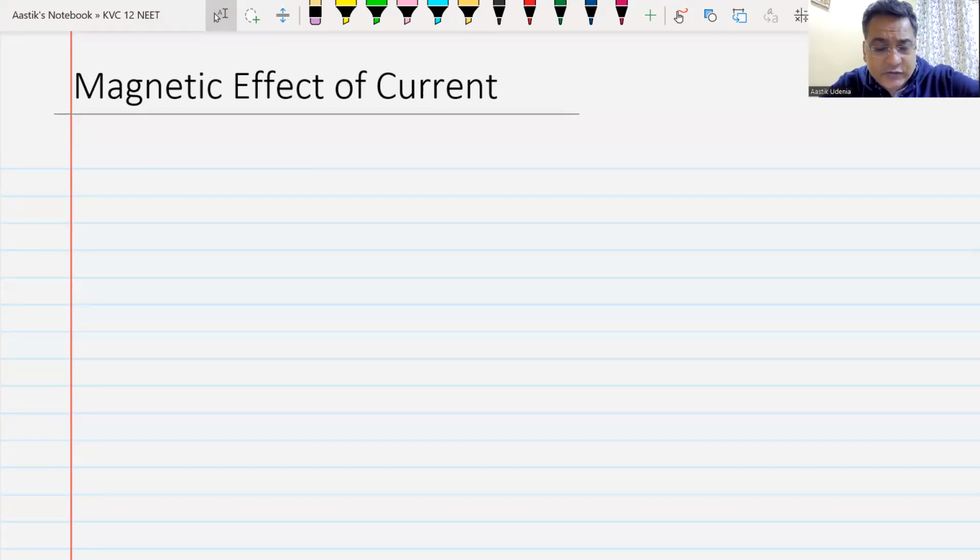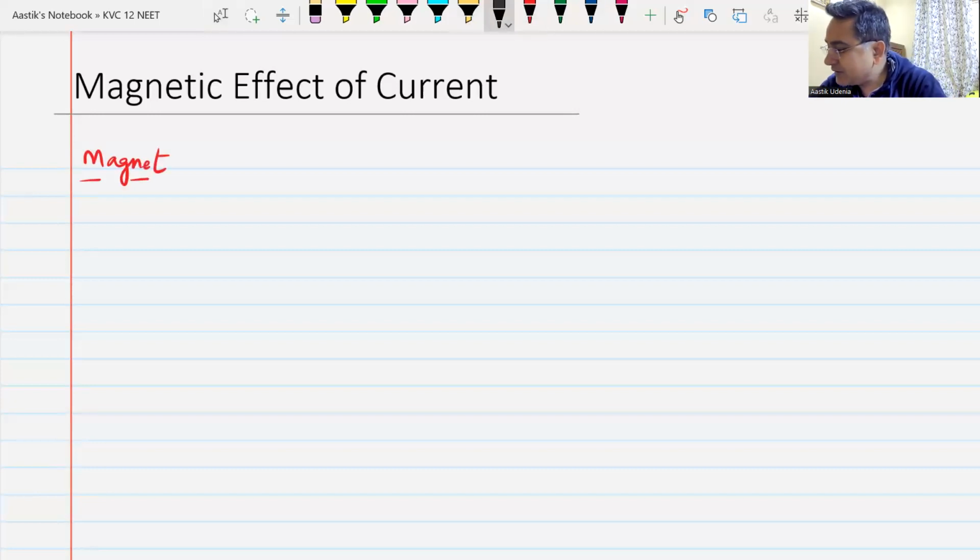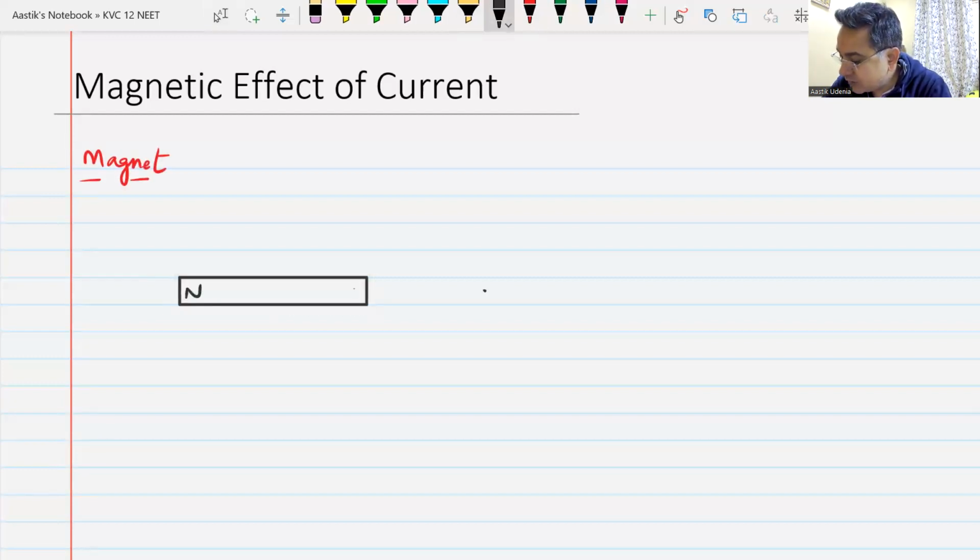Everyone has seen a magnet, yes or no? Everyone understands what is a magnet. A magnet creates something known as a magnetic field. Now, if you look at the magnet, the simplest magnet that I can draw would be like this. It has a north pole and it has a south pole. That's a magnet. We call it a bar magnet because it looks like a bar.